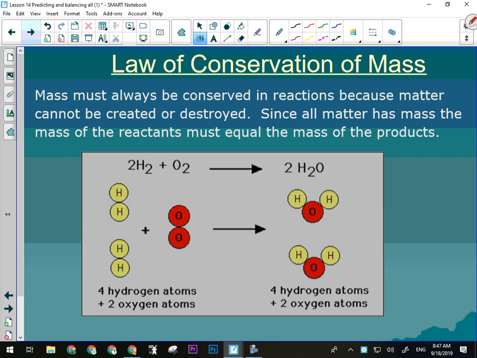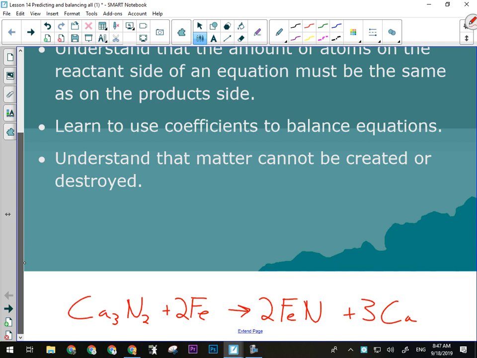So mass always has to be conserved in reactions because matter can't be created or destroyed. All matter has mass, so the mass of the reactants must equal the mass of the products. So if I have this chemical reaction that we just wrote down, let's say I started with 10 grams of that calcium nitride and 5 grams of iron. I don't know if that would be the actual amount, but let's just say that's what I had. I would have to have 15 grams of products.